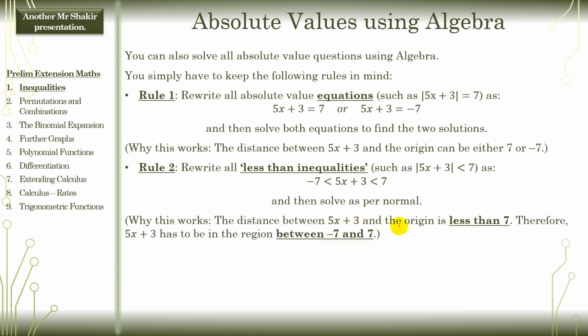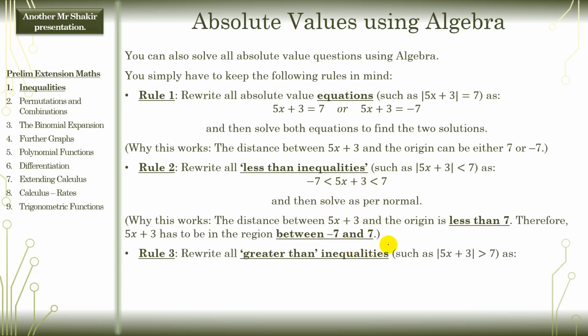Why does this work? Because it's less than 7. I covered that already. Now, third case is when you are dealing with a more than or a more than or equal to sign. When you're dealing with this, you have to rewrite that equation. You get rid of this absolute value sign and you rewrite it as 5x plus 3 is more than 7, or you flip the sign and make it a negative. Only when you are dealing with an absolute value inequality with a greater than or greater than or equal to symbol do you have to rewrite this whole thing twice: it's more than 7, or you flip the sign and make it negative.